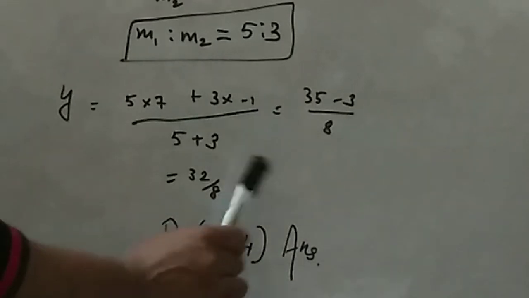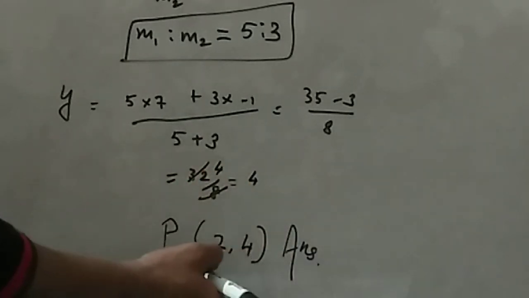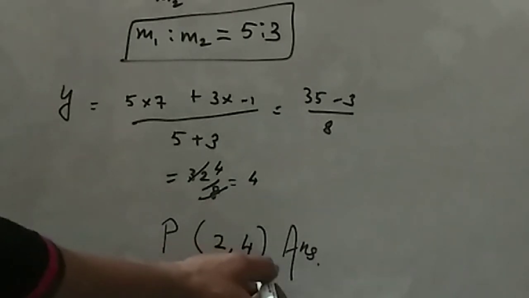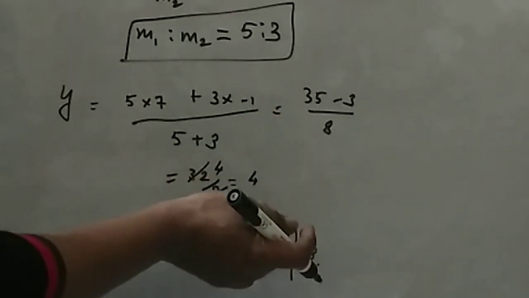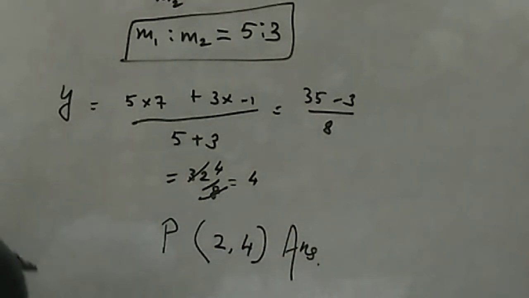Now find the value of y using the formula. You will get 4. So point P is (2, 4). What are the coordinates of the point P? (2, 4).